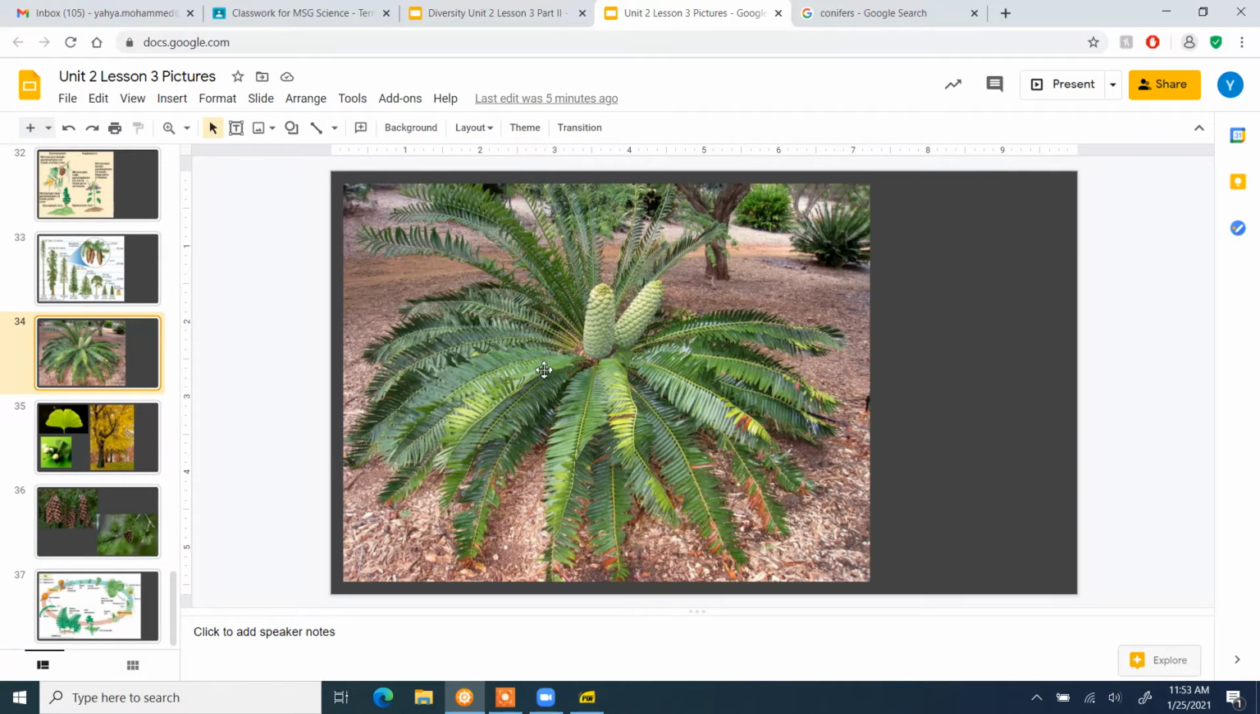Here's another picture of a cycad. Notice again that it has these long palm-like leaves, and then it's very short to the ground, so it has almost no stem. And then it produces seeds in these large cones. So anything that looks like this, that is short to the ground, has these palm-like leaves, and produces seeds in cones like this, is a cycad.